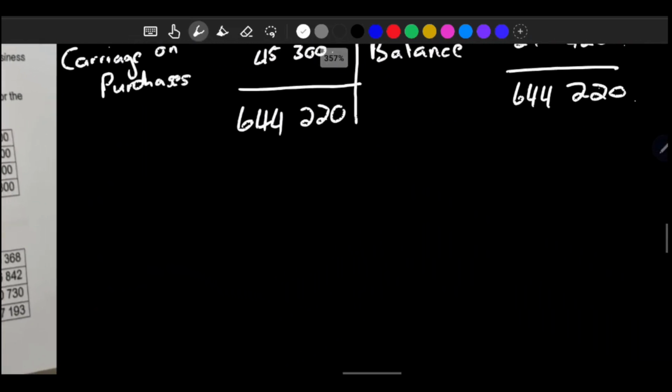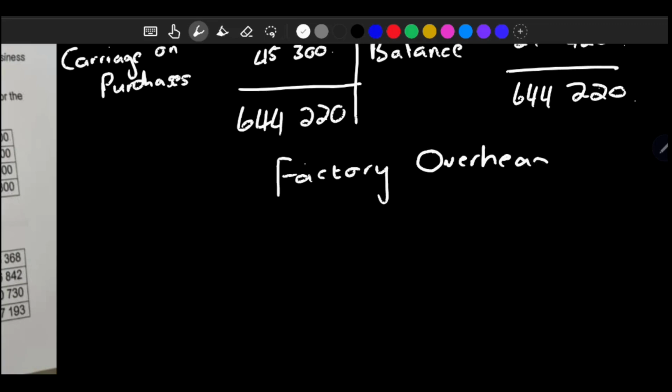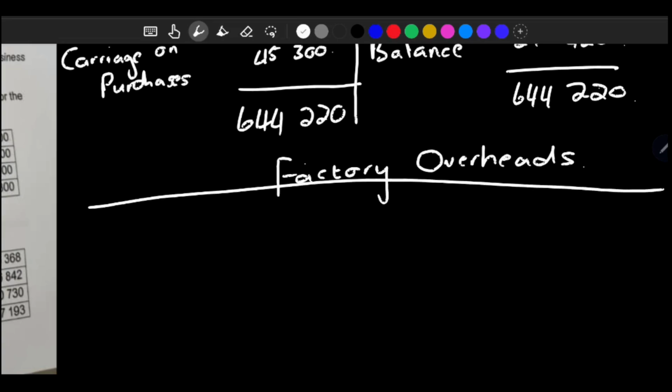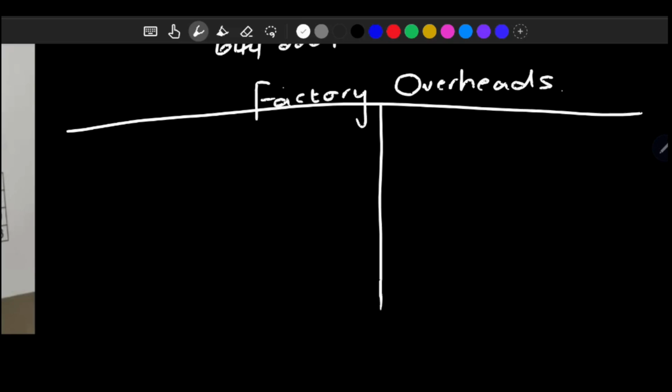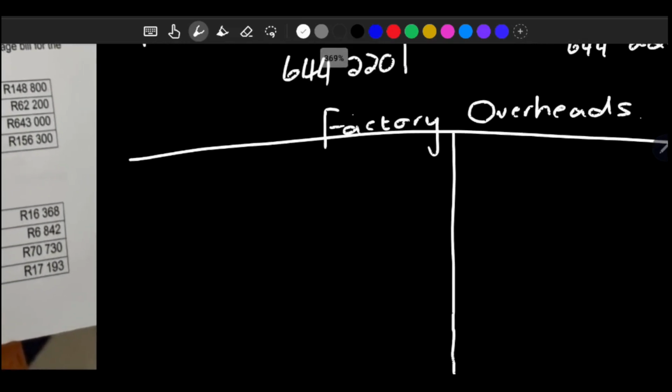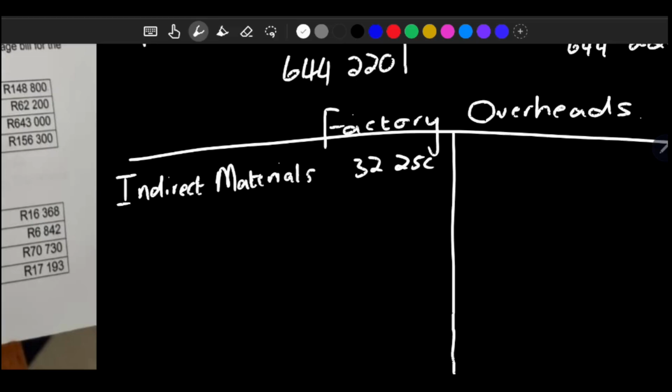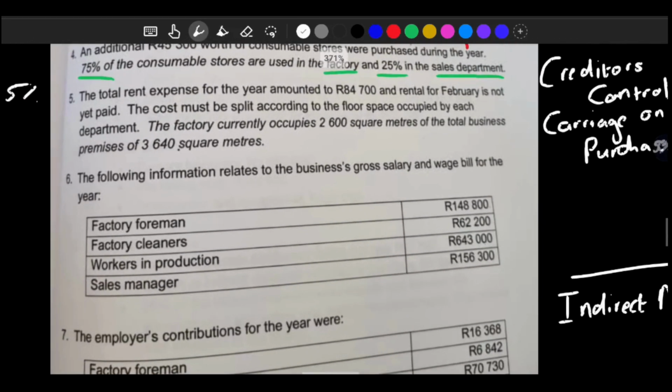So here I'm going to open a new account for factory overheads. Now remember, factory overheads is an expense account, so it does not have an opening balance. It gets closed off at the end of the period. And the first one there, we're going to have indirect materials for 32,250. Right? Next transaction.